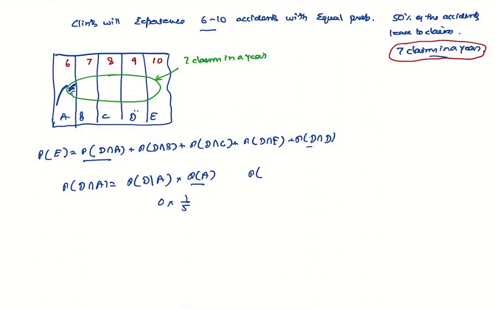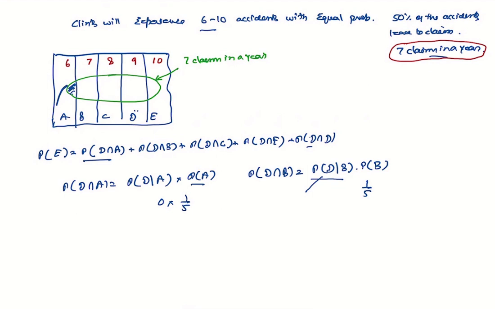But what is the probability of D and B? This is probability of D given B times probability of B. Probability of B is again 1 by 5. But what is the probability of D given B? So here you have to examine claims or no claims like a coin toss.